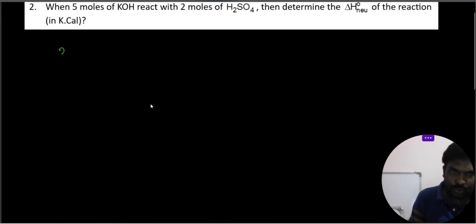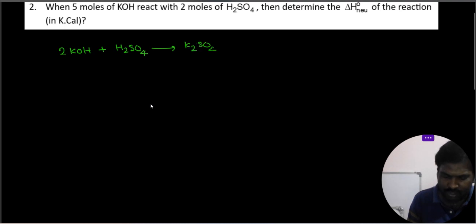2 moles KOH reacts with 1 mole sulfuric acid to form K2SO4 plus how many moles of water released? 2 moles of water released. Understood? This is the balanced equation.